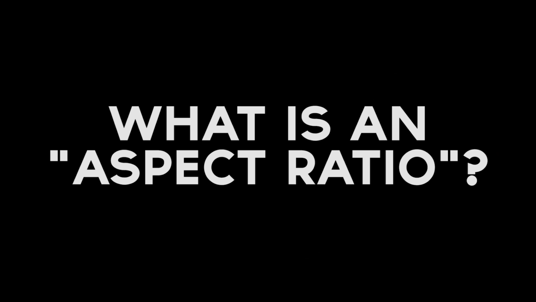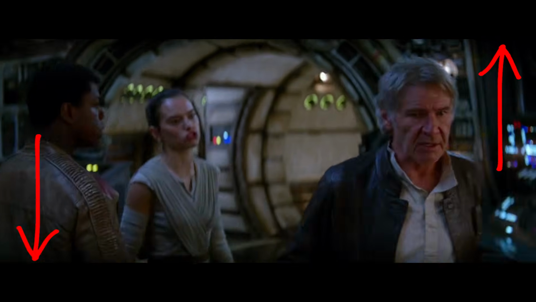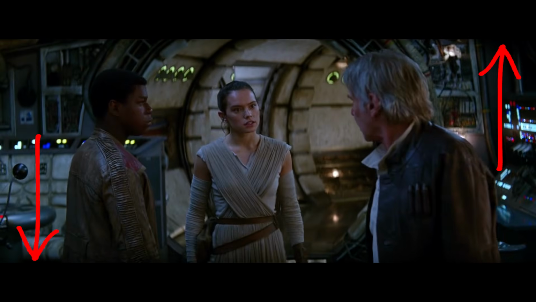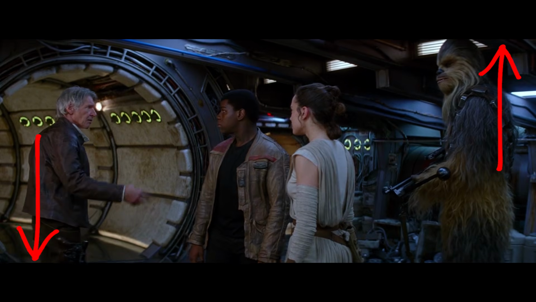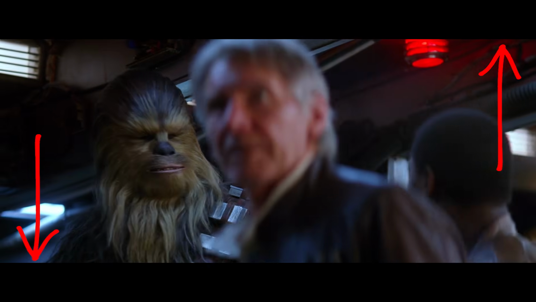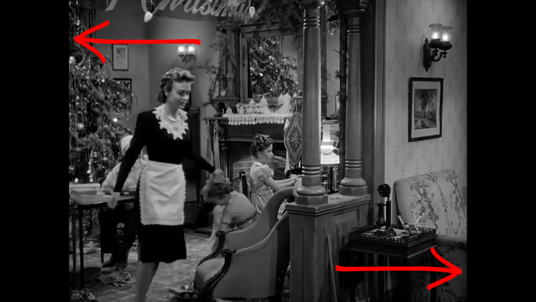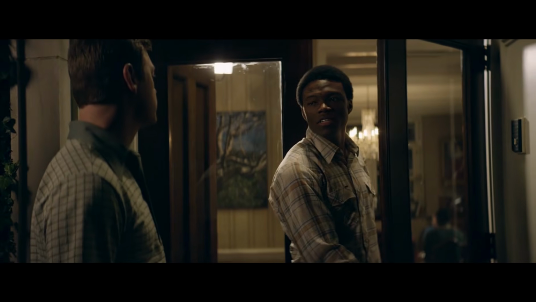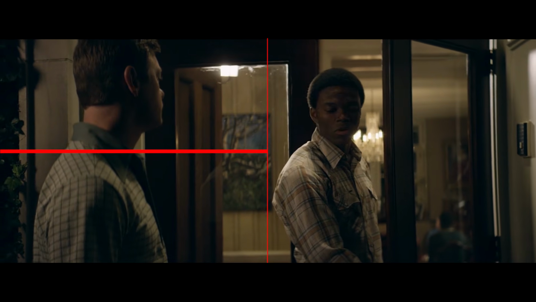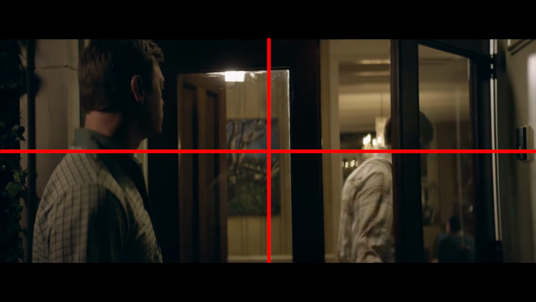So first off, what is an aspect ratio? Well, an aspect ratio is basically the frame size that you are shooting your film on. Have you ever noticed the black bars on the top and bottom of the screen? Or maybe on an older movie, the black bars on the left and right of the screen? That is called an aspect ratio. Now, the mathematical answer is that an aspect ratio is the proportion of the height and width of the image that you are seeing on the screen.